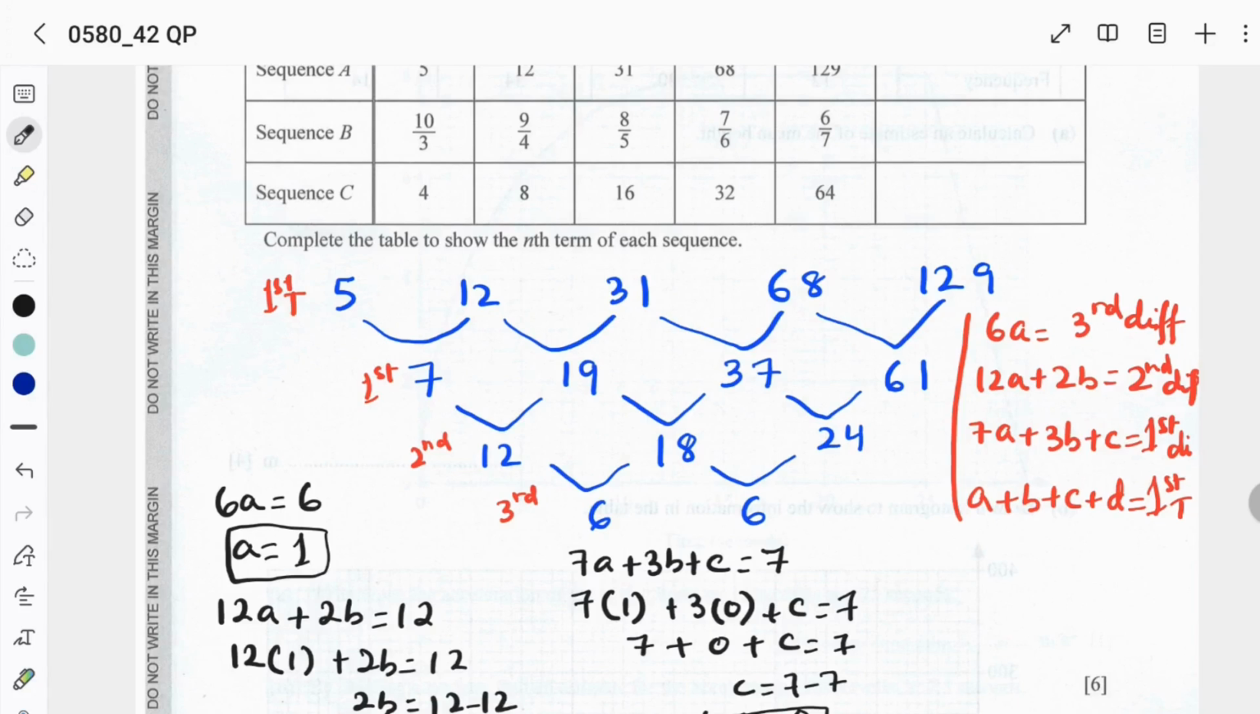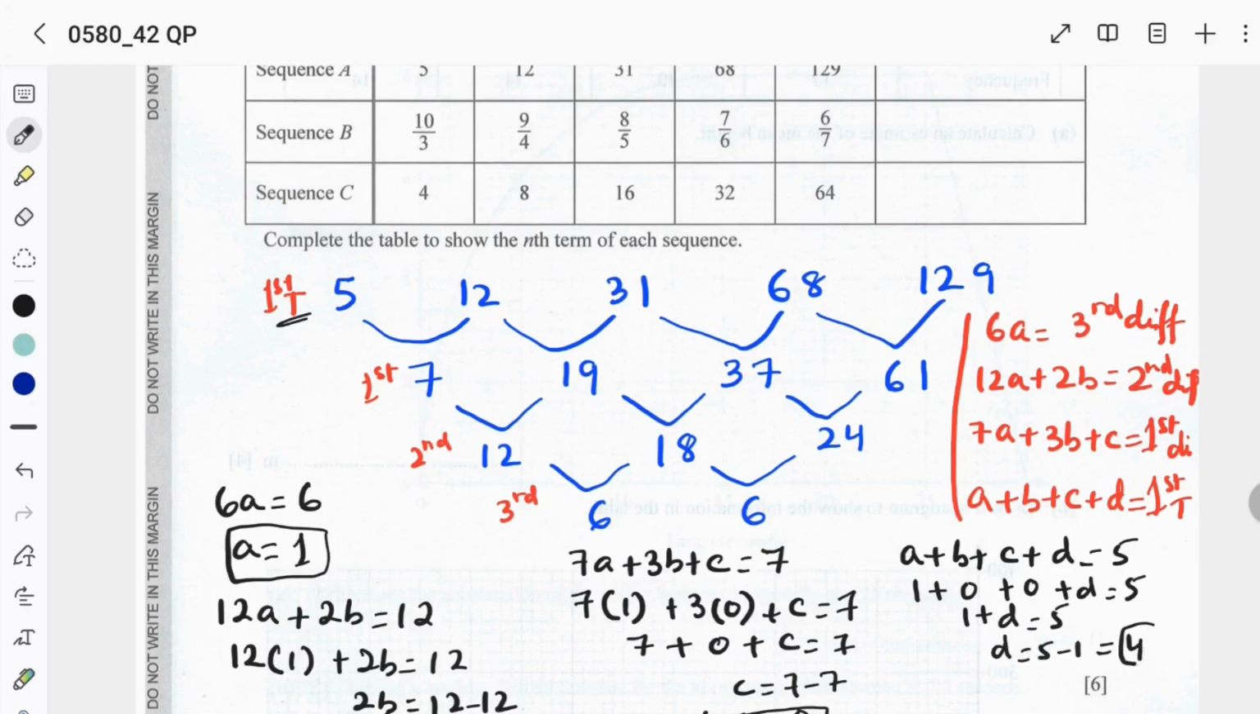Alright. And the last formula is a plus b plus c plus d equals the first term, and this is 5. a is 1, b and c are 0, plus d equals 5. So 1 plus d equals 5. d will be 5 minus 1, which is 4. Now the cubic sequence will be an cube plus bn square plus cn plus d. Alright, a is 1, so n cube, b and c are 0, plus 4. So the answer will be n cube plus 4.